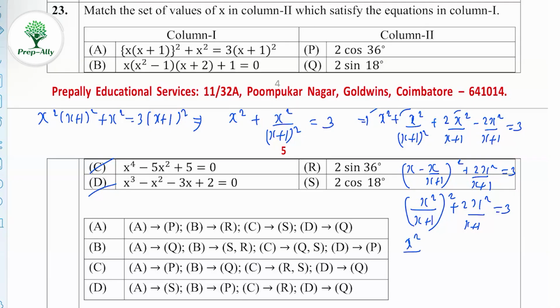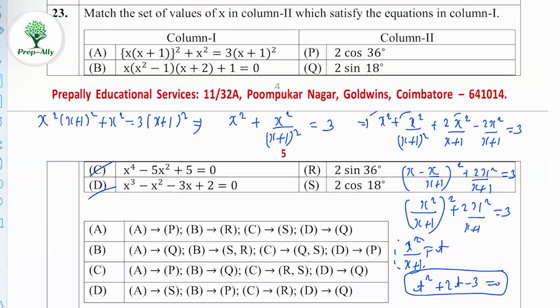Now you can take x square by x plus 1 is equal to t. So I'll get t square plus 2t minus 3. Solve for t. And then solve for x square by x plus 1. You'll get the roots. So for that you have to match, again, value of trigonometric ratios. You should know cos 36 degree, sin 18 degree. Cos 36 degree, what is the value?